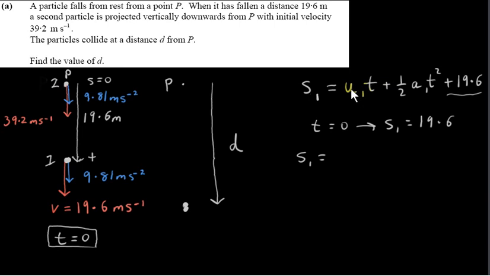So what is the velocity u1 of particle 1 when t is 0? Well, it's this value here, 19.6. The acceleration of particle 1 is the acceleration due to gravity. It's 9.81. So we have half of 9.81, which is 4.9.